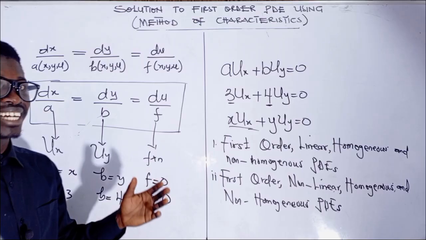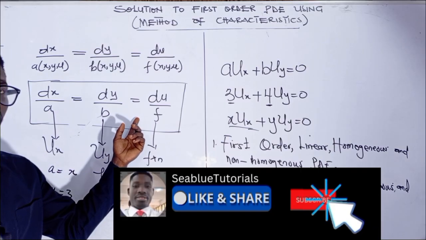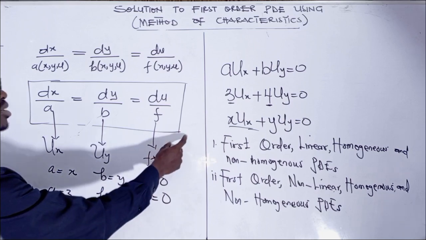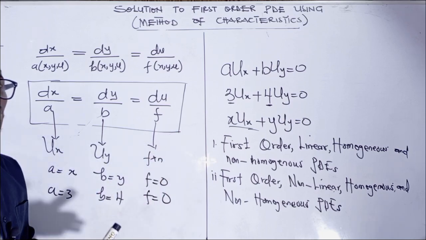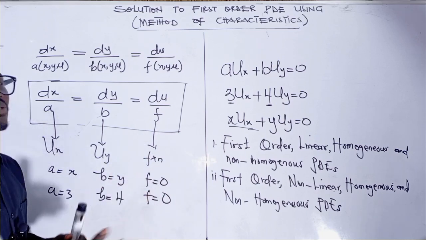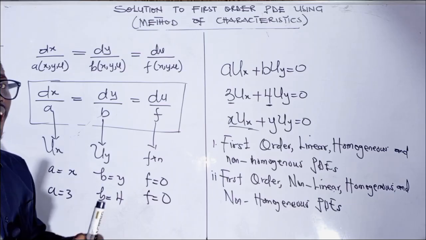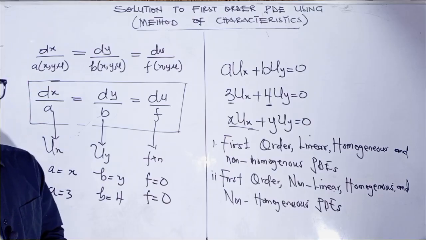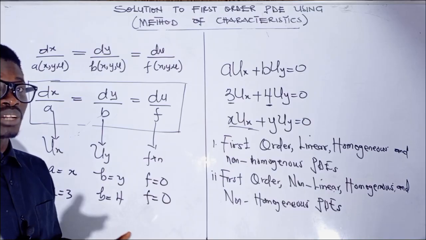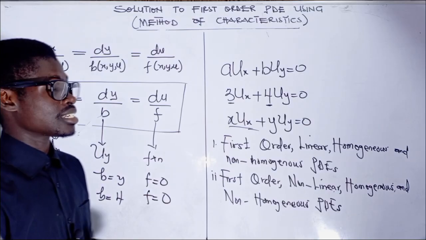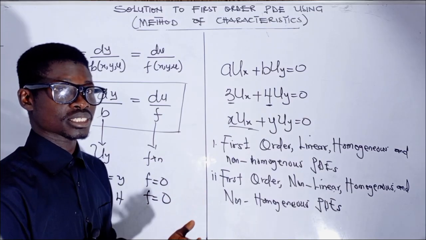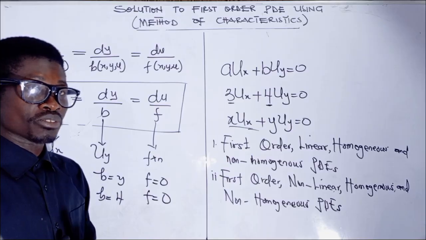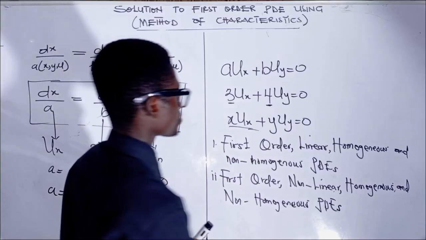We are not going to look at the proof of the method of characteristics, but we are going to look at how we can use this method of characteristics equation to solve a first order partial differential equation. We are going to look at how best we can use this equation to solve first order partial differential equations. Before we start with the examples, let's look at the steps that are going to help us solve a first order partial differential equation using the method of what? Characteristics.